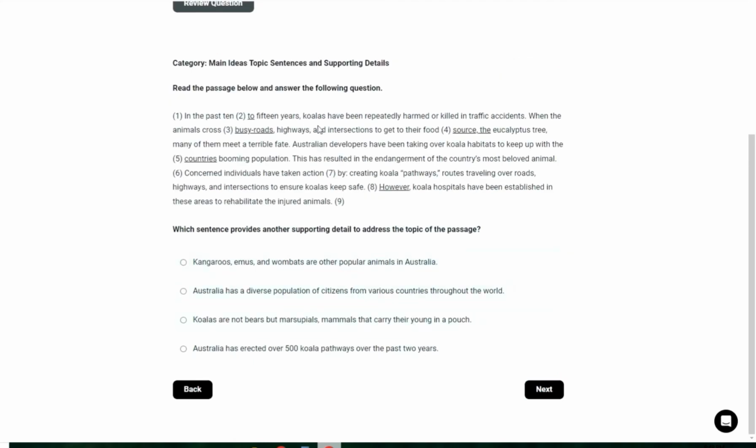All right, this is kind of a general one here, and again, this is why it's so important to have this main idea in your head before we look at this. So it says, which sentence provides another supporting detail to address the topic of the passage? So again, if you understand what this was about, hopefully you're able to choose the best answer. So let's see what you guys got.